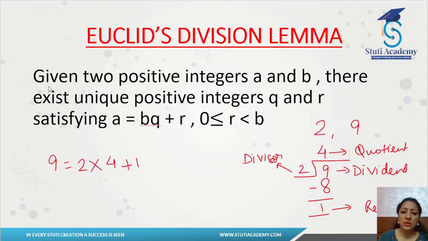So Euclid's division lemma says when we have two positive integers a and b, and when we take the bigger out of these a and b, like here we have 9 bigger than 2, if I divide the bigger one by the smaller one, I'll get a quotient and the remainder, which can be written as dividend is equal to divisor into quotient plus remainder. So this also we discussed earlier.